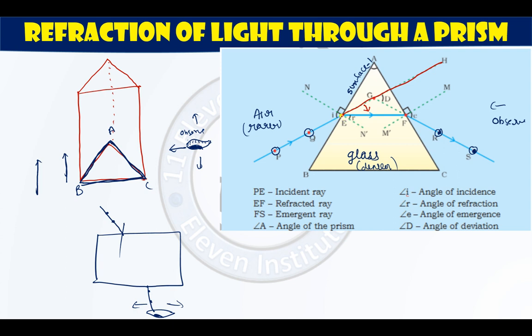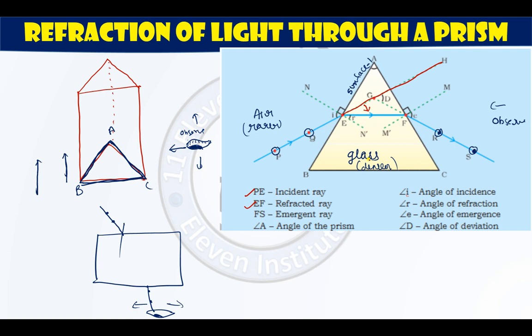Right. So what is EF? EF is refracted ray. What is PE? PE is incident ray. What is EF? EF is refracted ray. It is refracted ray for surface number 1.